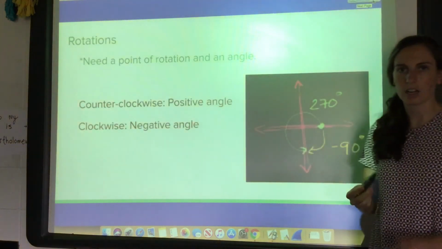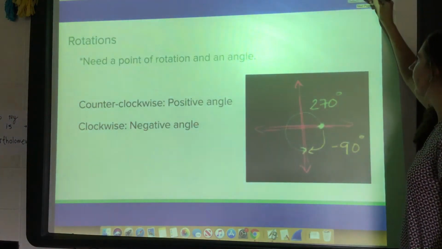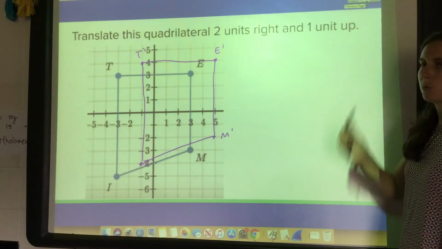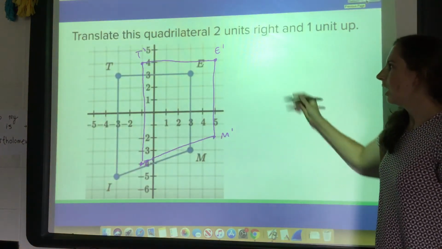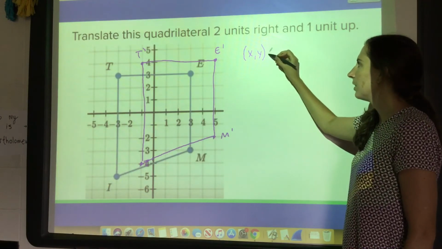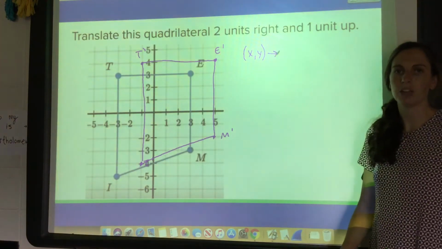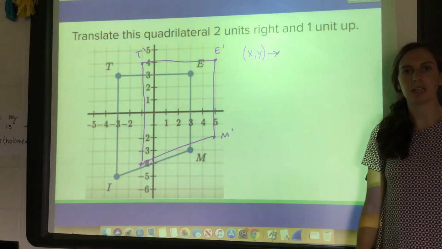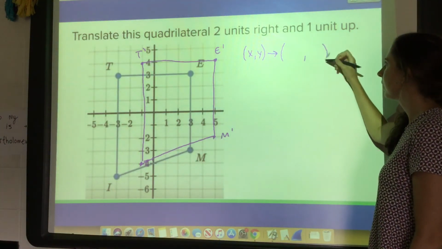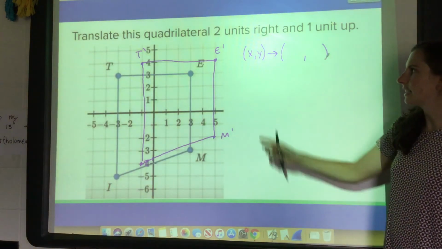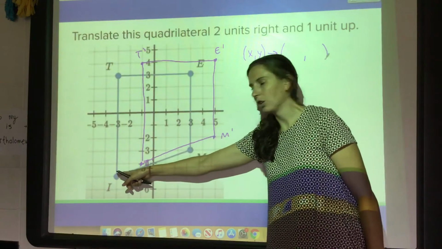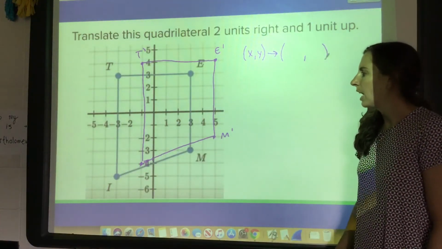In the next video, we'll talk about rotations, but one final thing that I wanted to mention is that you can represent all of this stuff with algebra. For example, if I had the point x, y, and I wanted to describe this transformation, we use a little arrow to be like, it transformed into.